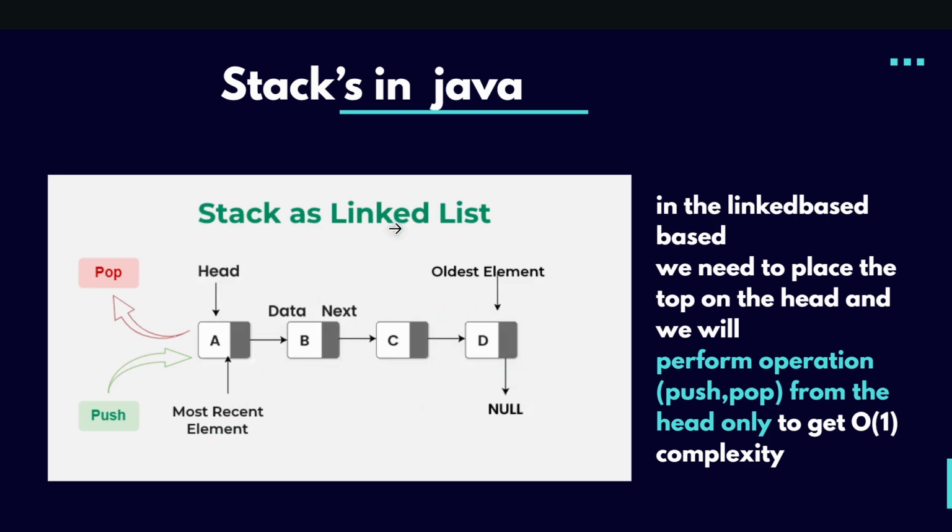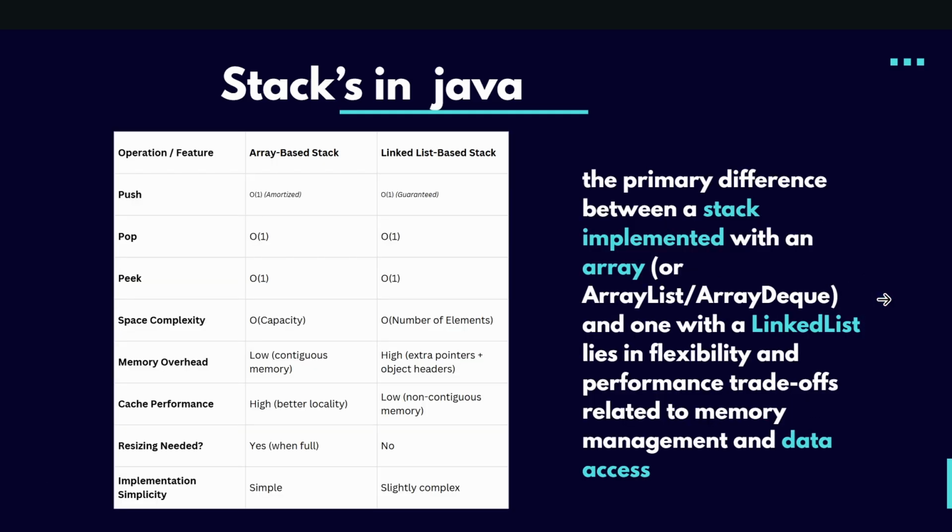In the array it is normal stack implementation. If you read this sentence also, perform push and pop operations from the head only. Why? To get order of one complexity. This is very important. To get order of one complexity, we perform operations near the head if we use a linked list. If you look at the array based stack and linked list based stack, the pop operation will take order of one, peek will take order of one. Space will be based on the size, and push is also order of one. Okay, you can see it is guaranteed, or amortized, based on where we are inserting.